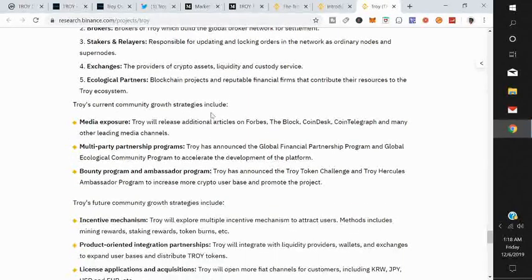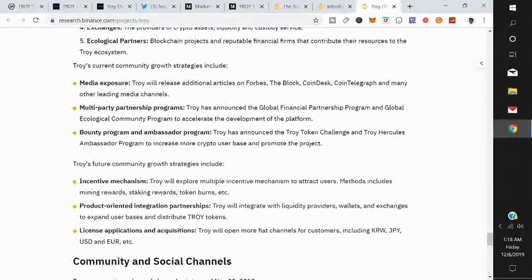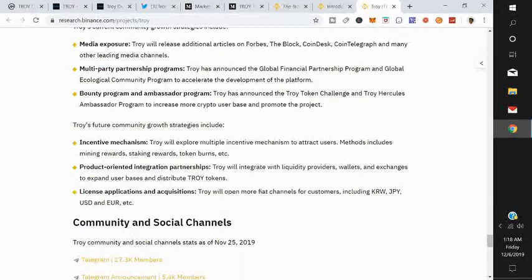Troy's community growth strategies include media exposure. Troy will release additional articles on Forbes, The Block, CoinDesk, Cointelegraph, and many other leading media channels. Troy has announced global financial partnership program and global ecological community program to accelerate development of the platform. Troy has also announced the Troy Token Challenge and Troy Hercules Ambassador Program to increase more crypto user base and promote the project. Troy's future community growth strategy includes Troy will explore multi-incentive mechanisms to attract users.